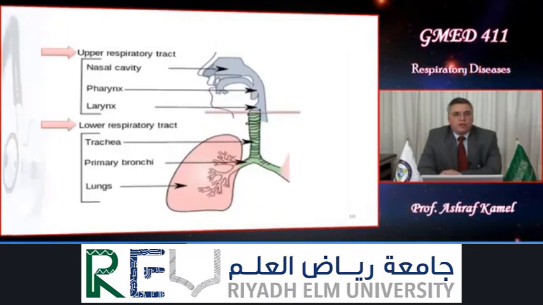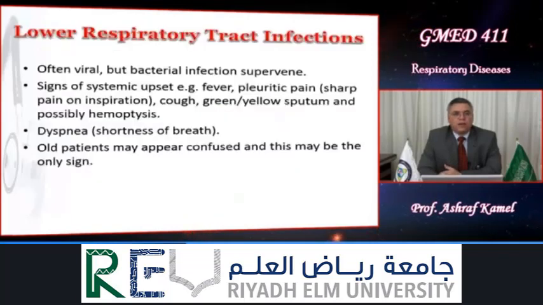This is the demarcating line between upper respiratory and lower respiratory tracts. It's at the level of the vocal cords in the larynx. In lower respiratory tract infections, often the etiology is viral, but bacterial infection can supervene. Signs of systemic upset like fever, pleuritic pain, cough with colored sputum, and possibly hemoptysis. Hemoptysis is coughing blood.